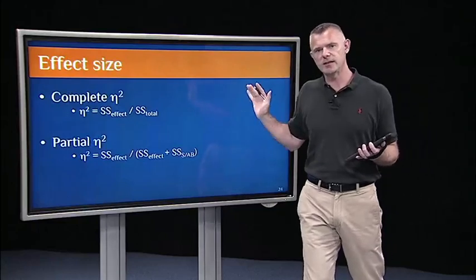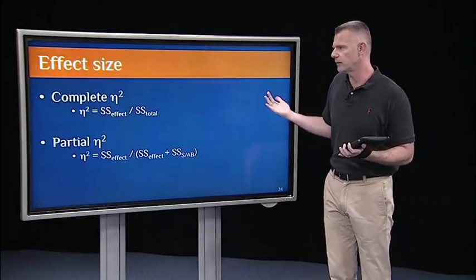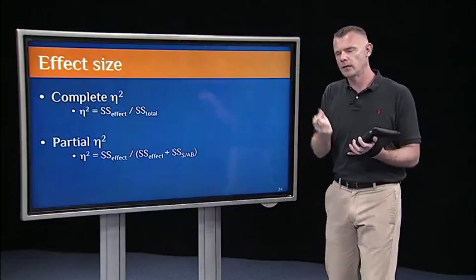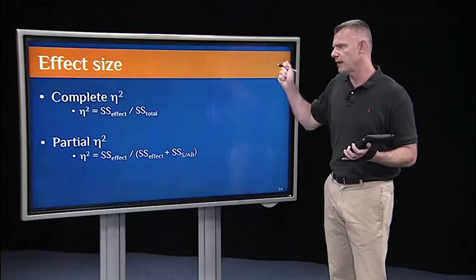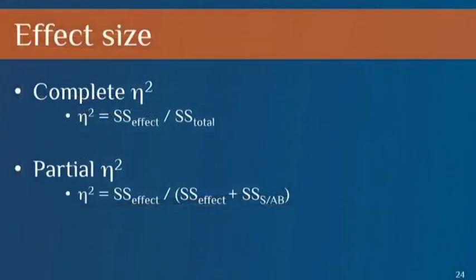Again, these are NHSTs, so we want to supplement them with effect size. It's eta squared. There's one trick here in the factorial case. We could calculate eta squared one of 2 ways. One is called the complete, the other is called the partial. And most people will report the partial eta squared because it takes out the other systematic effects in your experiment.